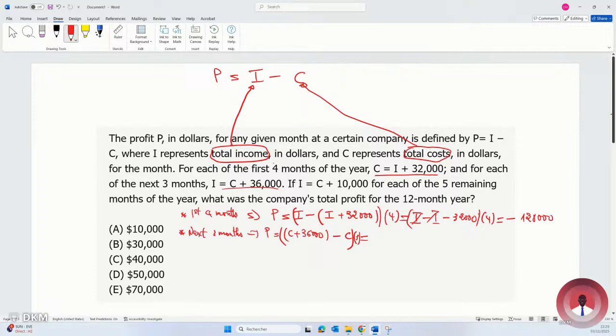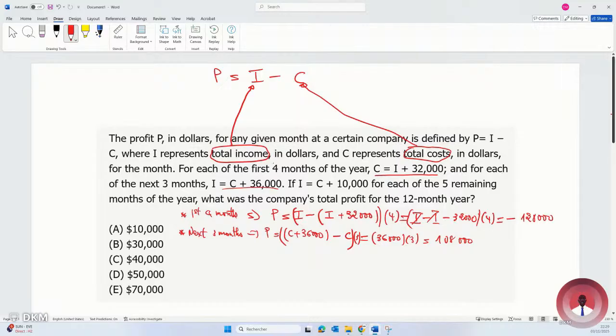But inside the brackets here, C and C are going to cancel. So we are going to be left with 36,000 multiplied by 3, which is going to give us 108,000.